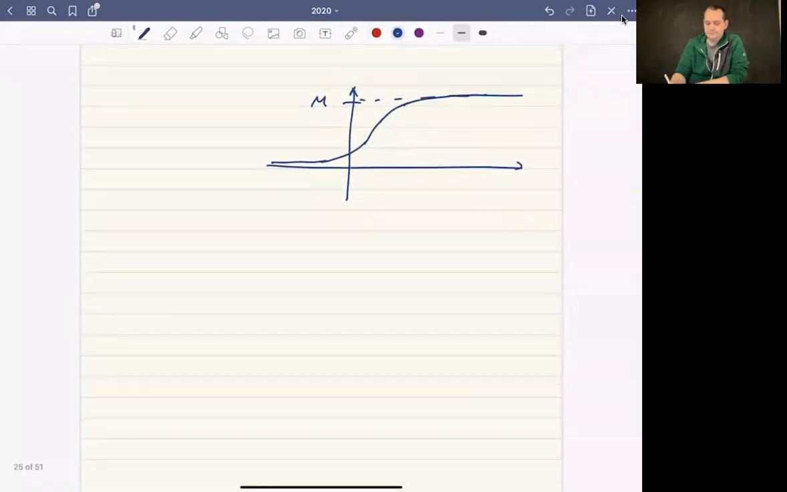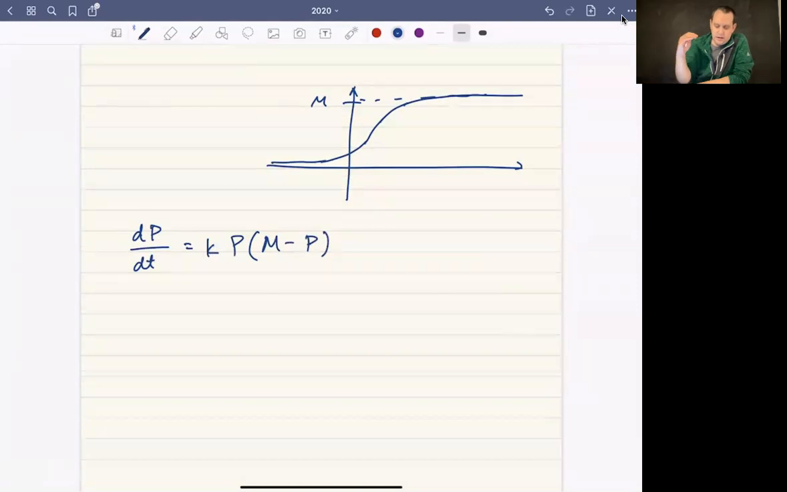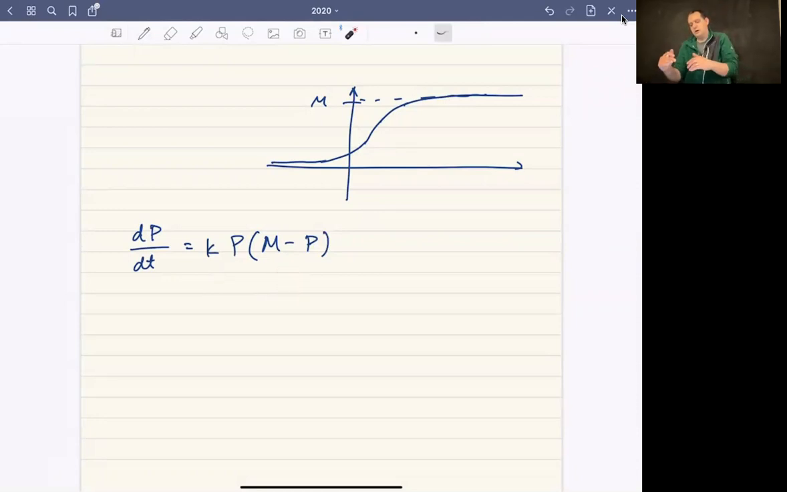It turns out that the equation we're going to look at for logistic growth is that the rate of change of the population, say dP/dt, is proportional to the population times M minus P, where M is the maximum allowable population. So this is proportional to not just the population, but the population times M minus P, which is the population that we can still grow by. And this actually is a reasonable model.